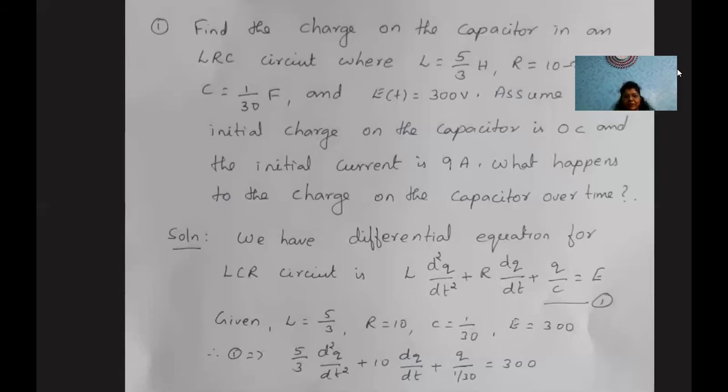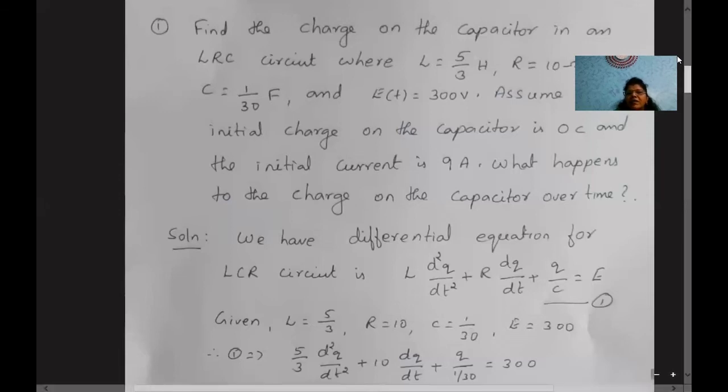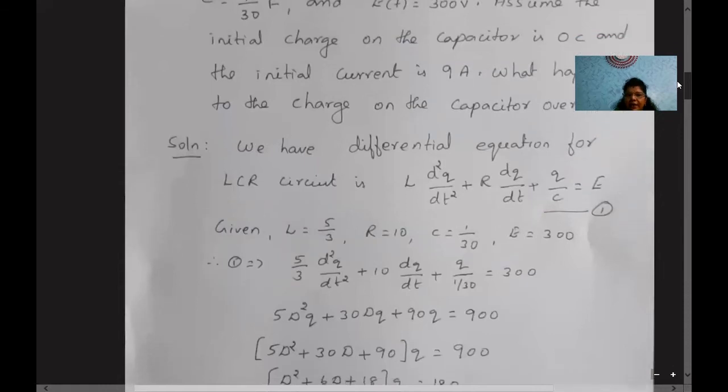What is the given condition? Here, the condition is initial charge on the capacitor is 0 coulomb and the initial current is 9 ampere. Means charge, that is Q is equal to 0 and the current I is equal to 9 when t is equal to 0. That is the initial condition they have given. Data they have given, L is equal to 5 by 3, R is equal to 10, C is equal to 1 by 30, E is equal to 300. These are the data they have given.